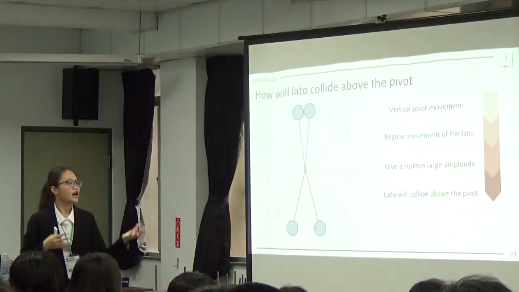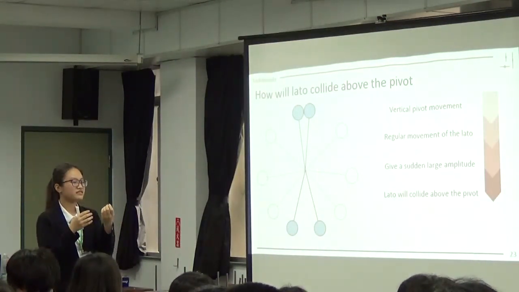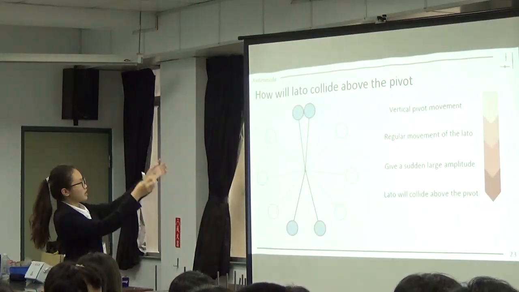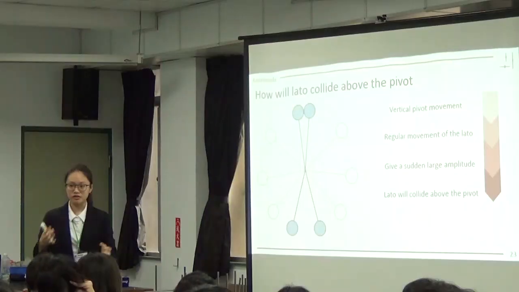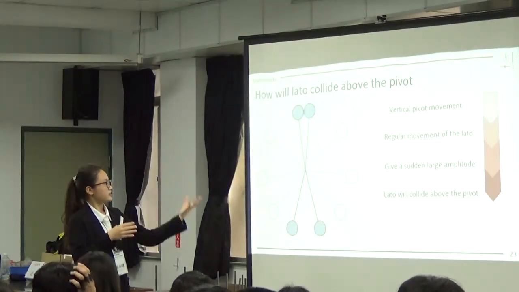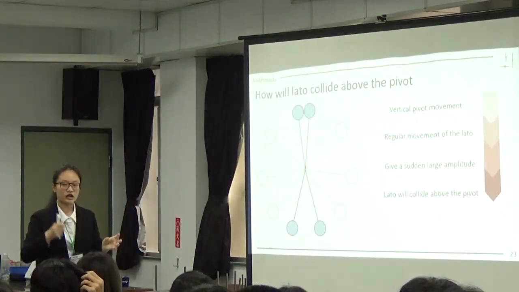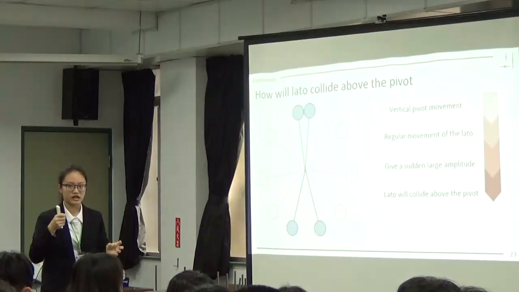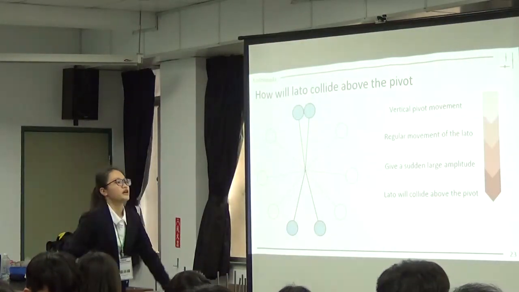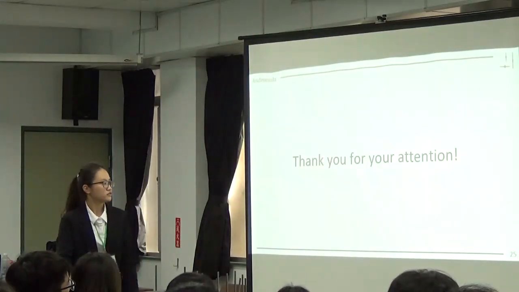After I've done some research, I noticed that there's basically not a big chance that you can make the lateral collide above the pivot with just the same amplitude and the same frequency. So if you want the lateral to bump up on the top, then you have to give it extra amplitude so that it will have extra energy to get up and collide. And so that's all for my presentation. Thank you.